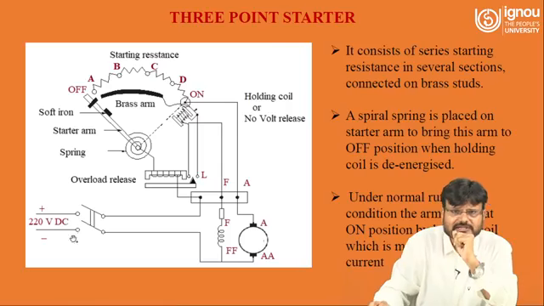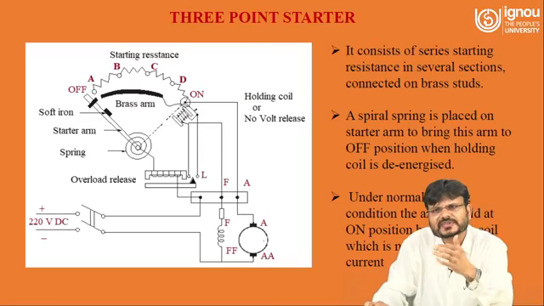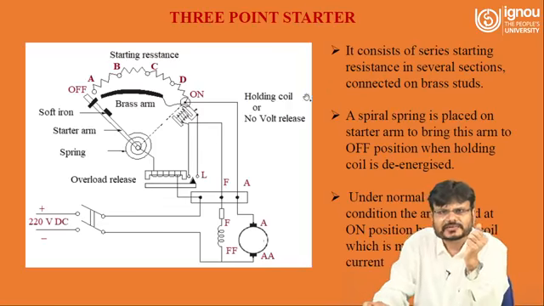So here you can see in the diagram, a 220 volt DC supply voltage is applied to this DC shunt motor. This extra circuit is of the starter, or you can say this mechanism is being used to put some extra resistance in series with the armature. So we are discussing the 3-point starter here. Basically, a 3-point starter consists of series starting resistance in several steps.